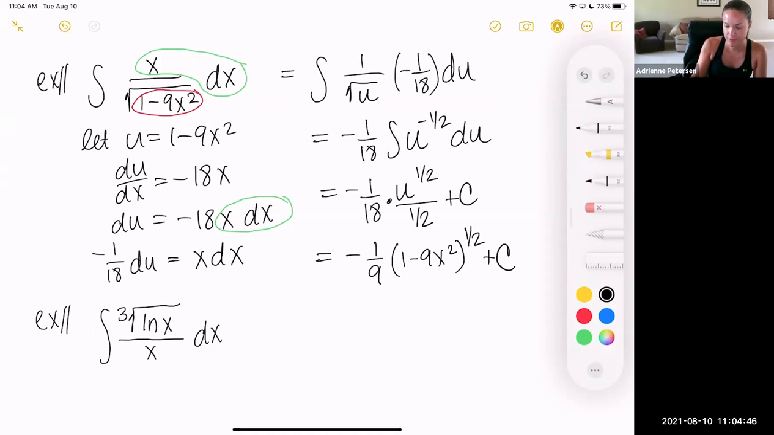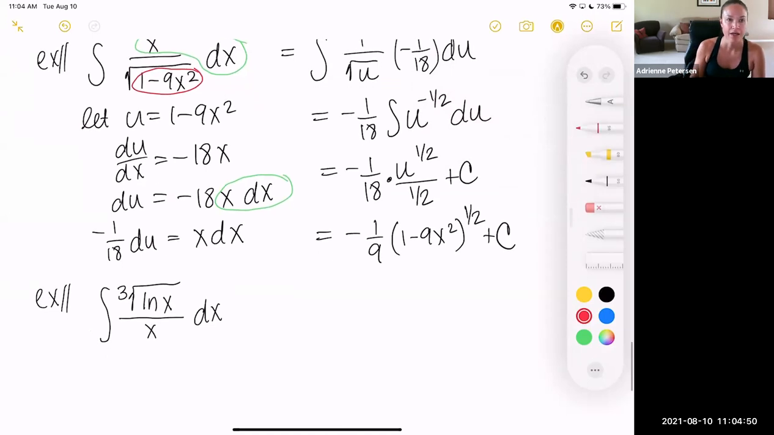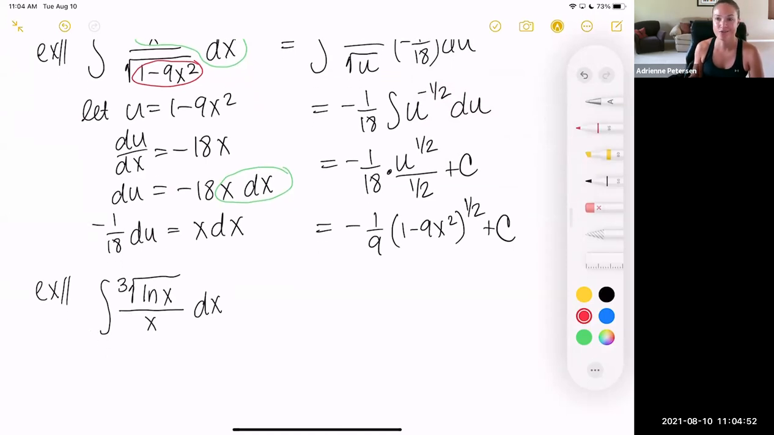The first thing we always want to do with u substitution is identify what we should let u be. Visually, the way we do that is we look for the inside function. So what do you guys think? What should I let u be in this example? What's stuck inside something else? Yeah, the ln of x.